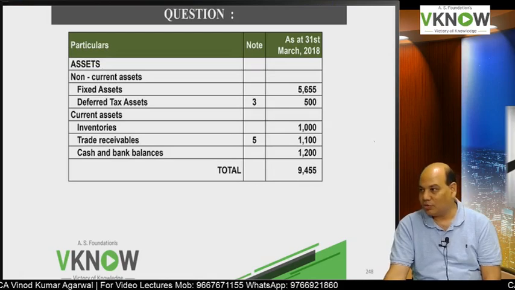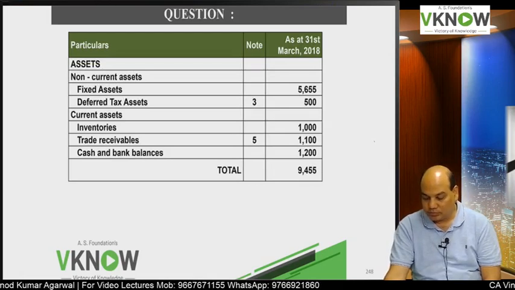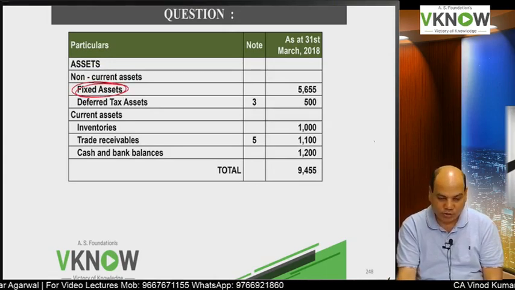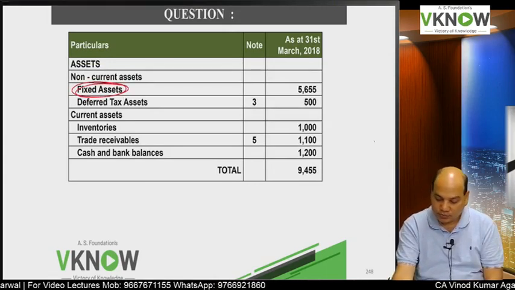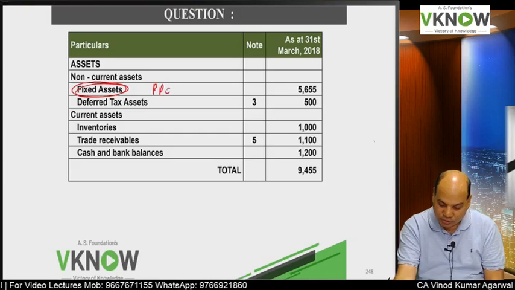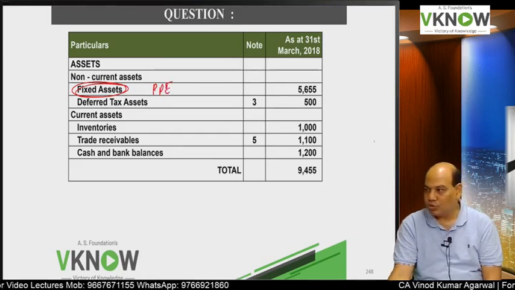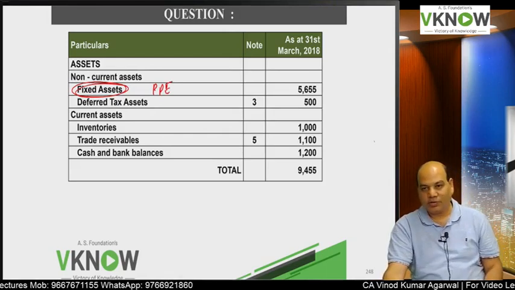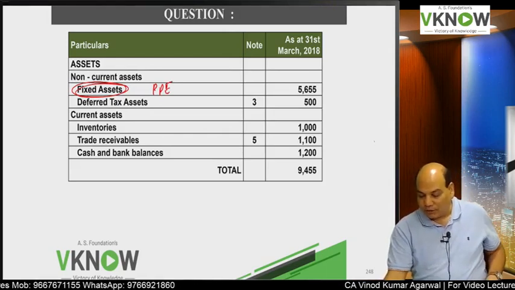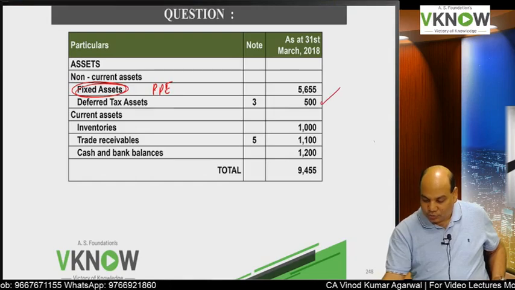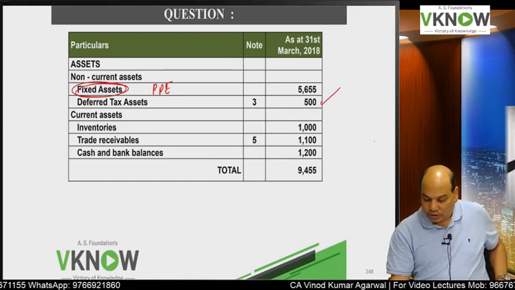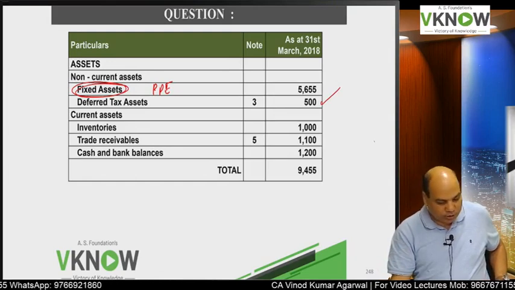Only they change a few adjustments. Then they have used the term fixed asset here. Can you see fixed asset? Fixed asset we don't use anymore. We use the term PPE, property, plant and equipment. Deferred tax asset, tick mark, we have to show the net amount. We'll see which figure is higher. Then inventory, trade receivable, cash and bank.